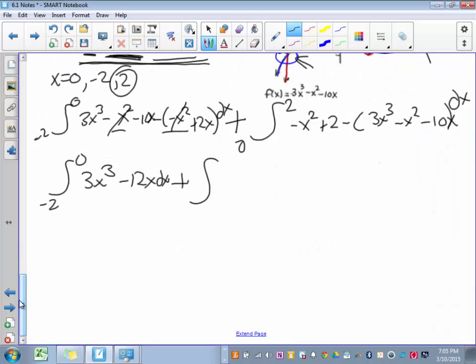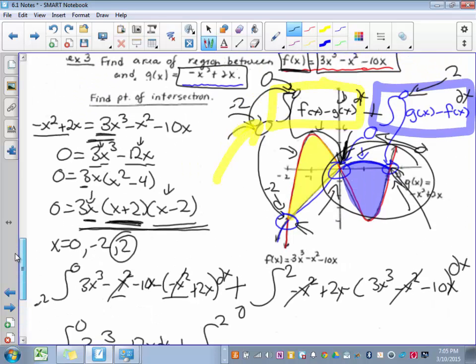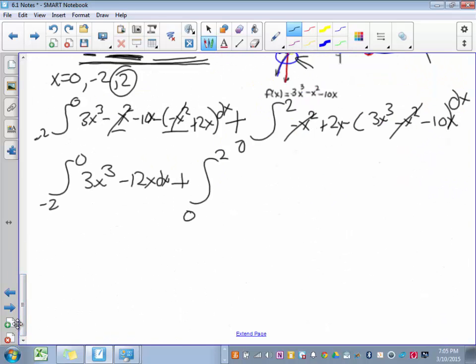Okay, and then I'm integrating this one from 0 to 2. And then I got this and this cancel out. I forgot the x there. Wow, guys. How many mistakes did I make? Yeah, I forgot the x there. So I got my 2x minus a negative 10x, so that's a positive 12x. And then this is a negative 3x to the third right there, dx.